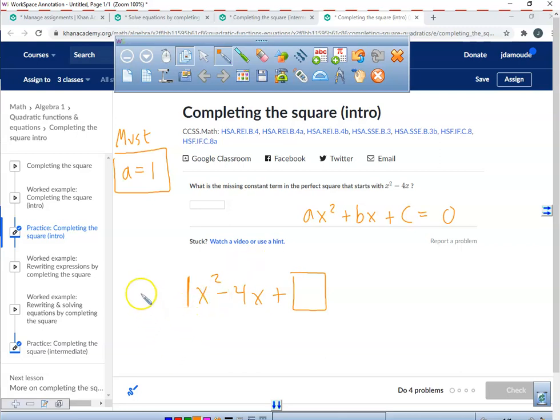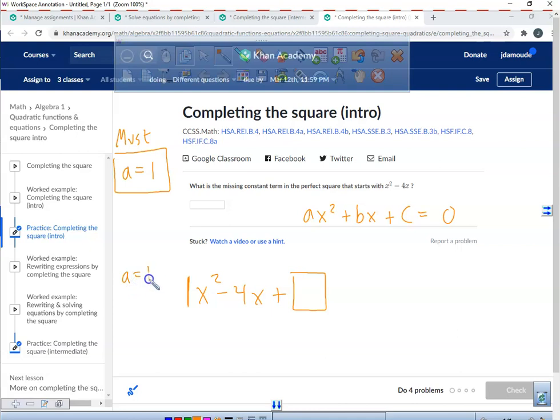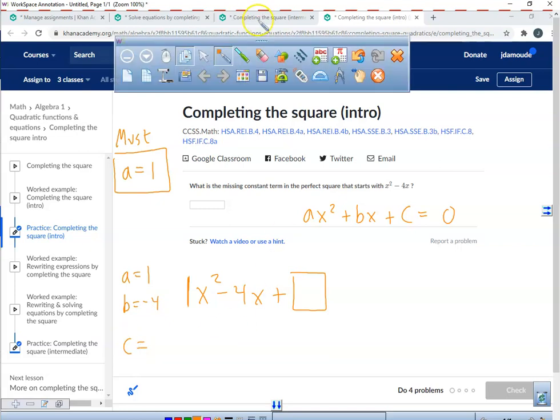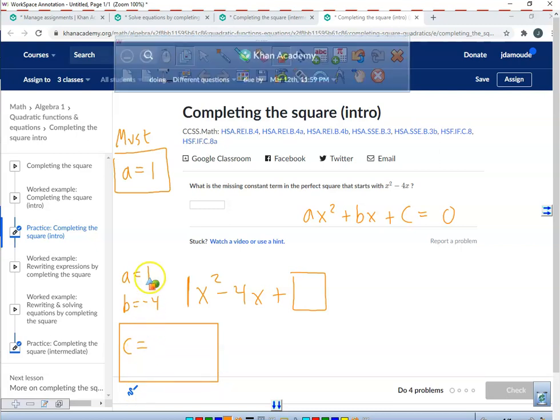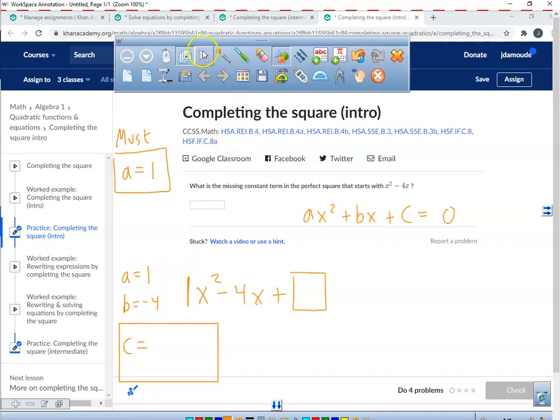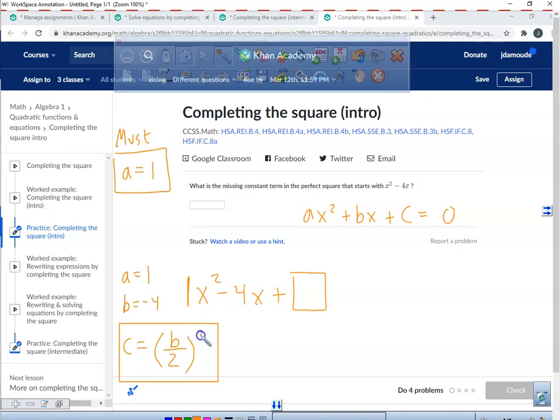Okay. So what is our a value? If I said, what's our a value? We would say 1. And what's our b value? -4. What we're going to do is we're going to find our c value. Now I'm going to make a little formula right here for c. So this is what the c value will always equal whenever you are completing the square when your a value is a 1. Here's what you got to do. Put an open parentheses. It's whatever your b value is divided by 2, squared.